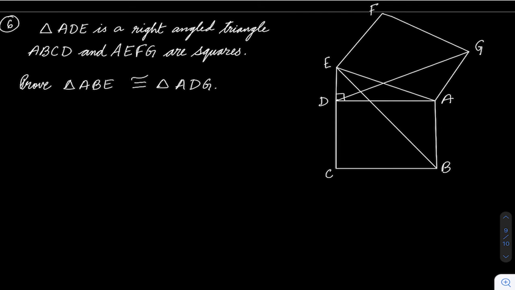Triangle ADE is a right angle triangle. ABCD and AEFG are squares. Okay, two squares and one right angle triangle is there. Prove that triangle ABE is congruent to triangle ADG. Okay, so when I look at this diagram, this is totally crushing my soul. So I don't know how to start. I can't even look at the diagram properly.